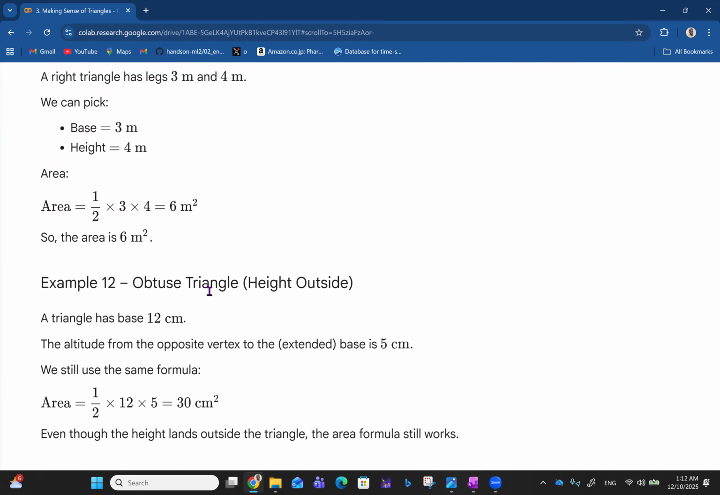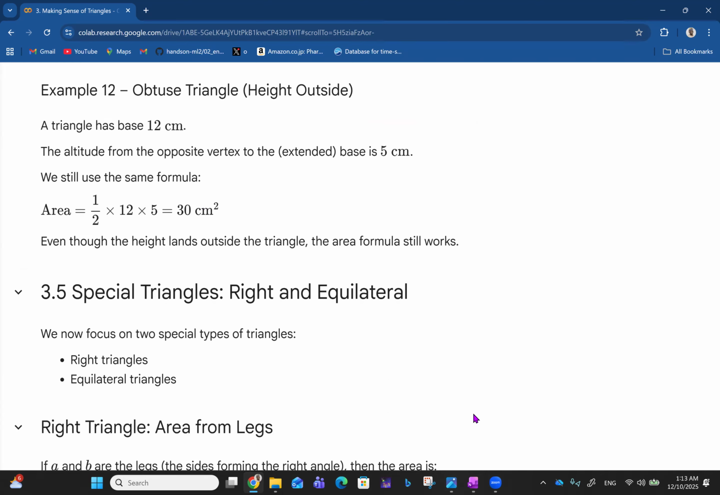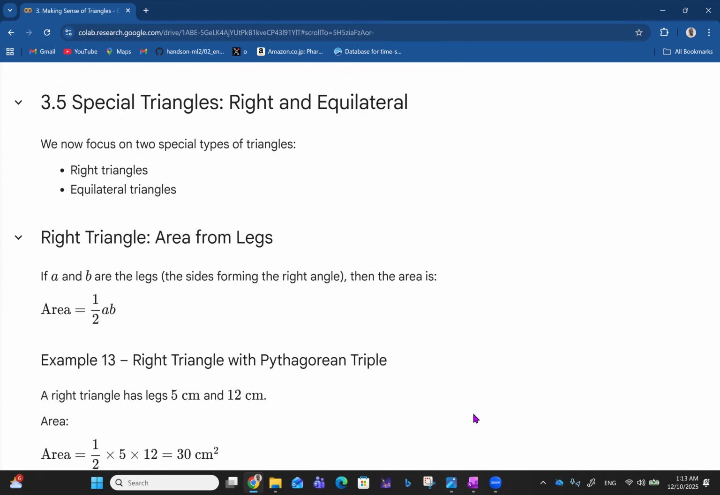And then example 12, you have an obtuse triangle. You have the height outside, right? A triangle has base 12 cm. The altitude from the opposite vertex to the extended base is 5 cm. So we still use the same formula, half times base 12 times 5, that's 30 cm squared. So even though the height lands outside the triangle, the area formula still works. Half base times height does not fail as far as triangles are concerned.